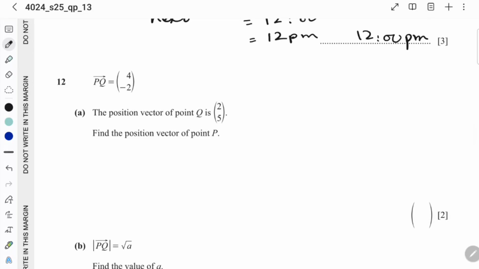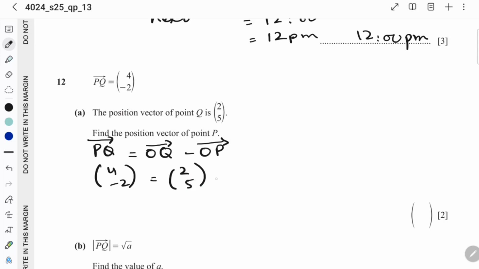Okay, now question number 12. Question number 12 is a vector question. PQ is equal to the column vector 4, minus 2. The position vector of point Q is 2, 5. The position vector of P is required. So you know that PQ is given and they're talking about P and Q. PQ is OQ minus OP. You all know the position vector. So 4, minus 2 is given, then 2, 5 is given for Q.